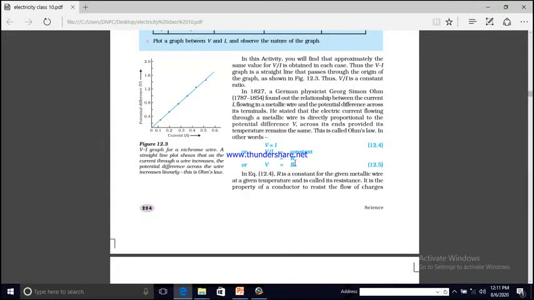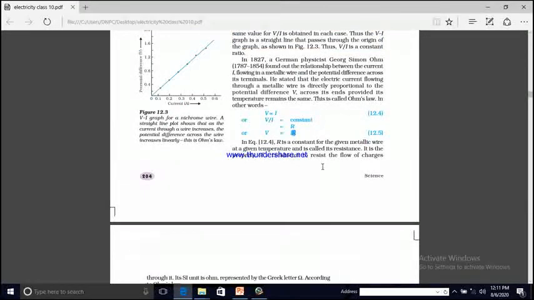This equation is very important. This equation is known as Ohm's law. Here R is a constant. Remember that R is a constant. Earlier we had got the value 2.5 ohm for the given metallic wire at a given temperature, and that is called the resistance. Underline this sentence.